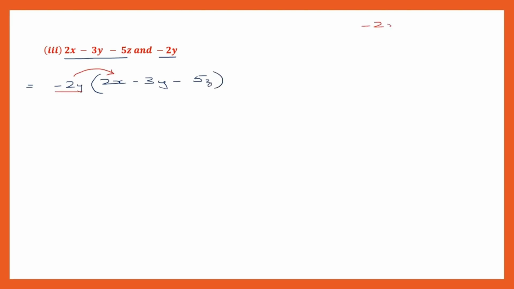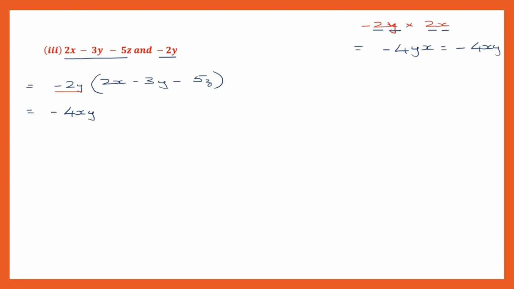So minus 2y into 2x. So first the sign is minus. Then the numbers 2 into 2 is 4. Then we have 1y and 1x, so yx, or this can be minus 4xy when you write x and y in order. So this is minus 4xy. So now we finished with this.